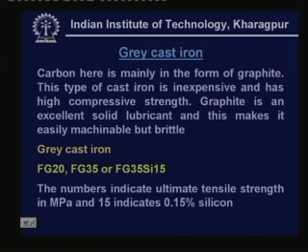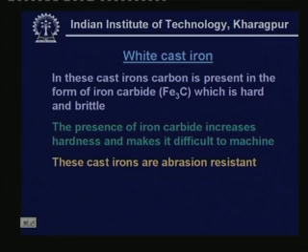Now, let us come to this particular idea, that is white cast iron. In this cast iron, carbon is present in the form of iron carbide, Fe3C, which is hard and brittle. So, the presence of iron carbide, you can understand, increases what? The hardness, and makes it difficult to machine.